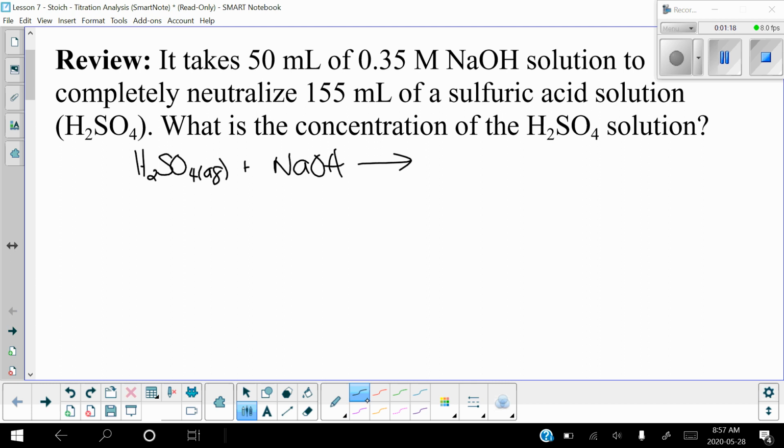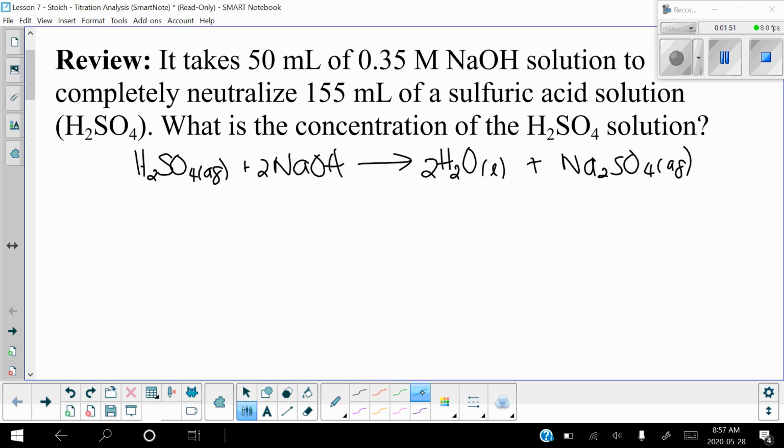This is then going to form water and sodium sulfate. Okay, from here, you're going to balance this reaction. I believe it's 2 and 2. Yep. So now let's list our known and unknown.